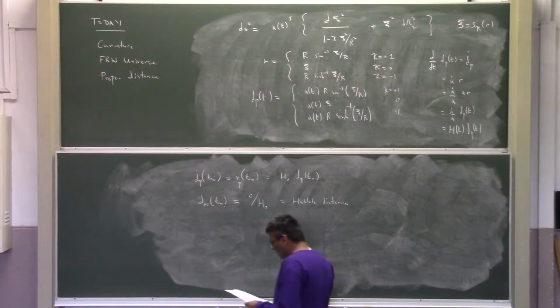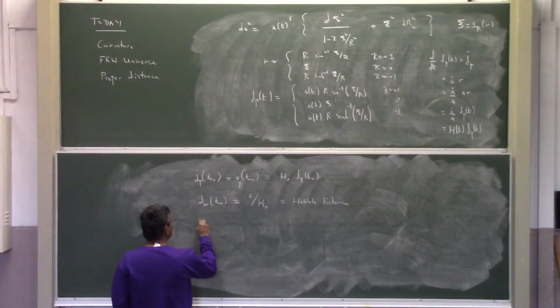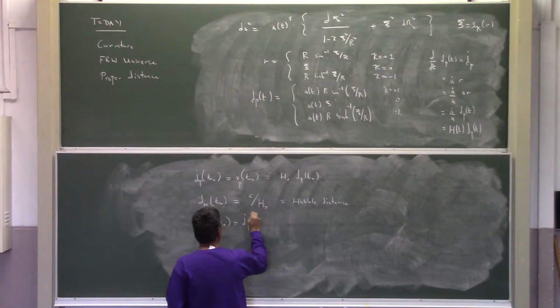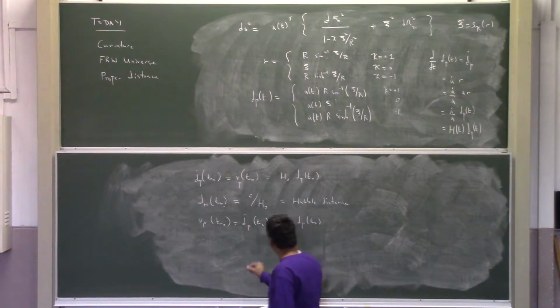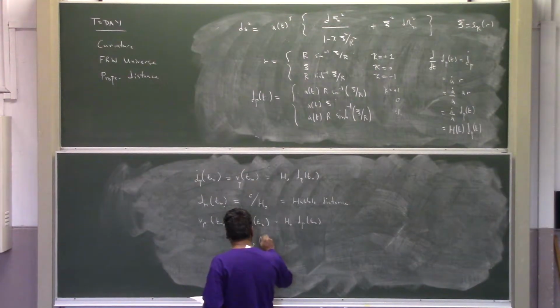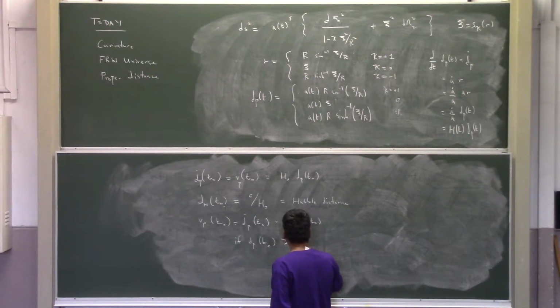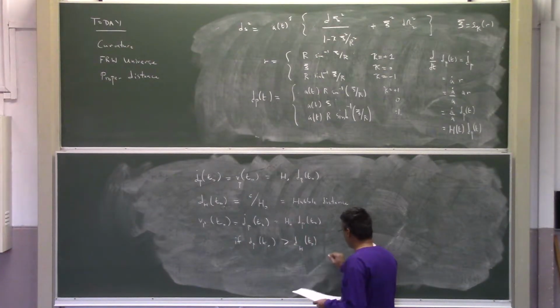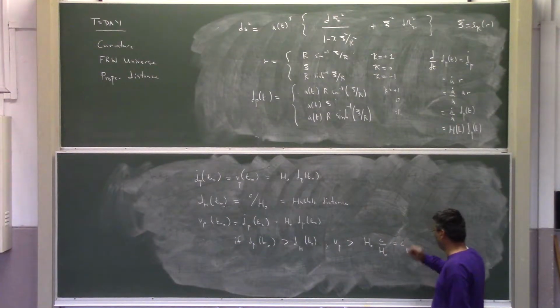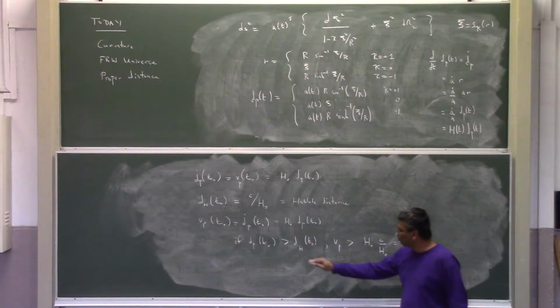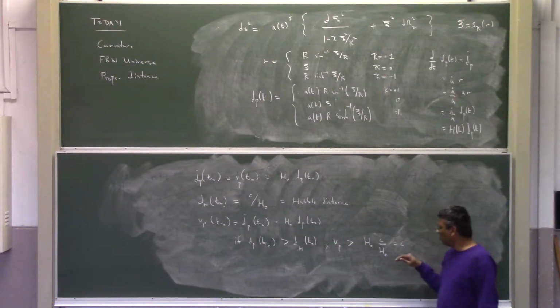And we notice that V_p of t0, which was d_p dot of t0, equals H0 times d_p of t0. I'm just repeating the equation here. Got it? So if d_p of t0 is bigger than d_H of t0, then V_p is bigger than H0 times c over H0, which is equal to c. So the velocity of objects at a distance larger than the Hubble distance is bigger than the speed of light.